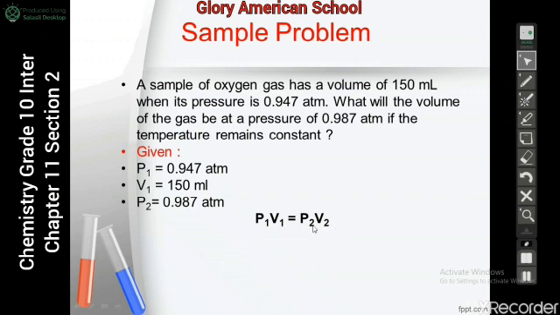P1, V1, and P2 are all given, and we want to calculate V2. So P1 V1 equals P2 V2. So the final volume of the oxygen will be 144 milliliters.